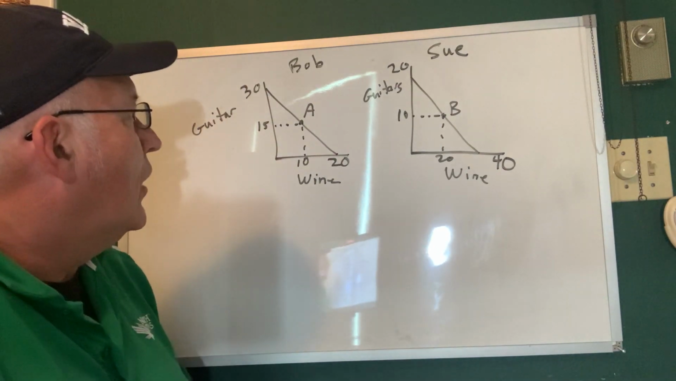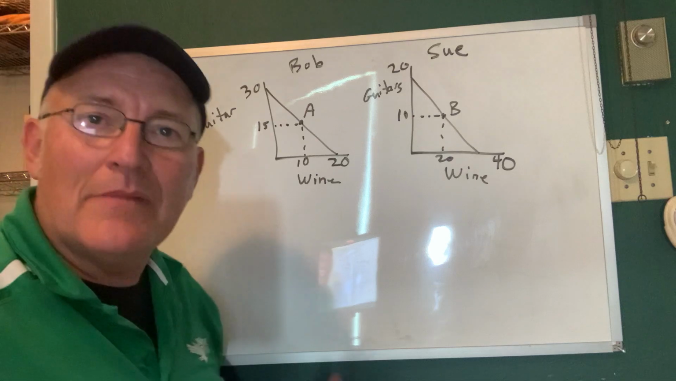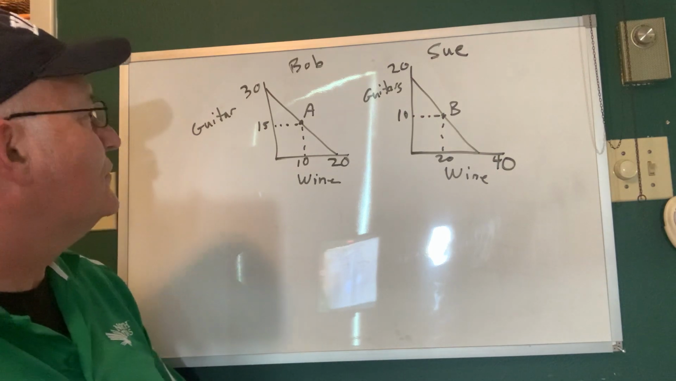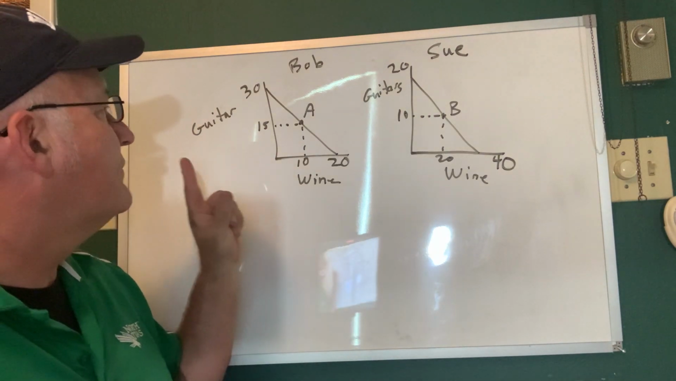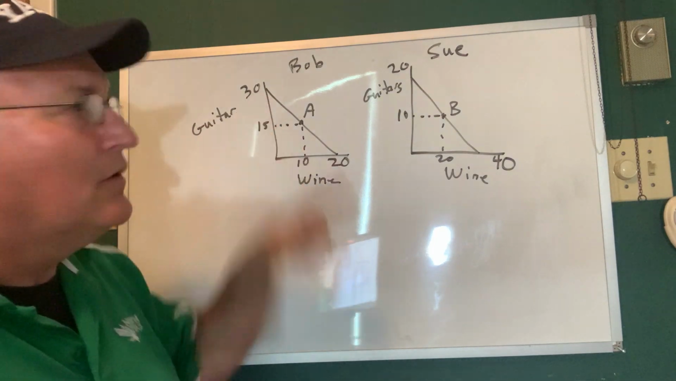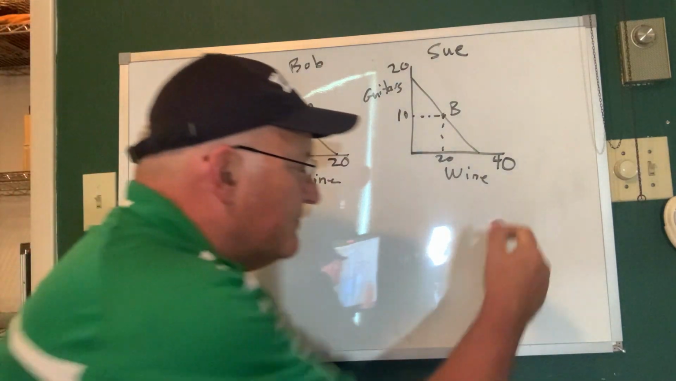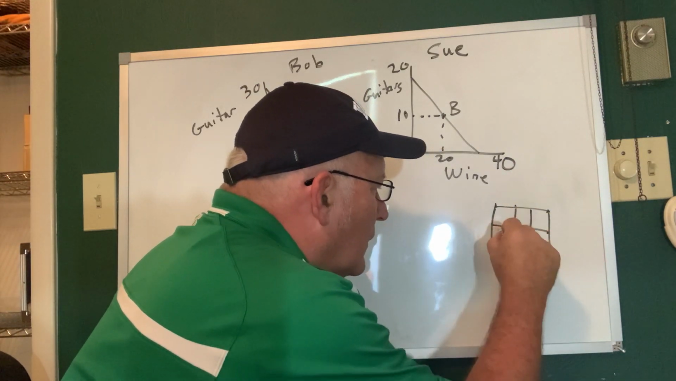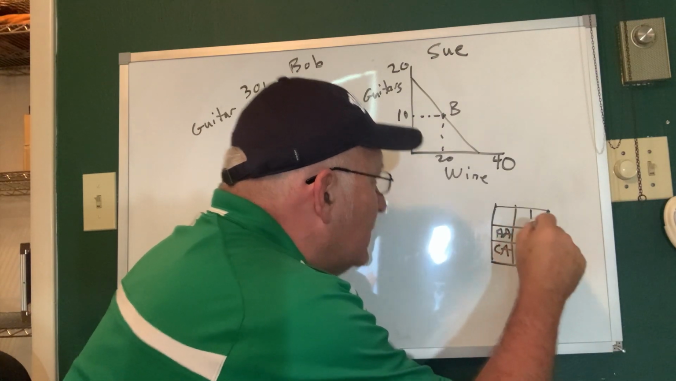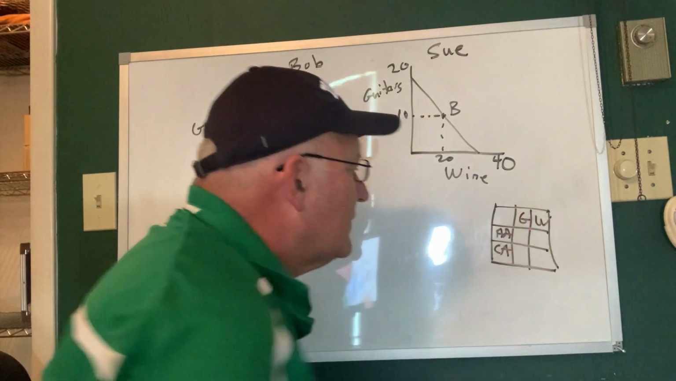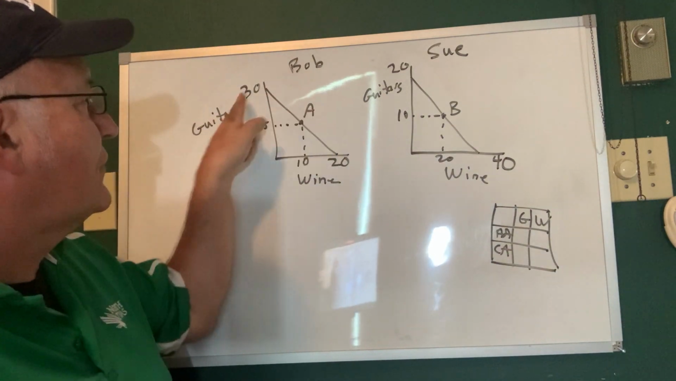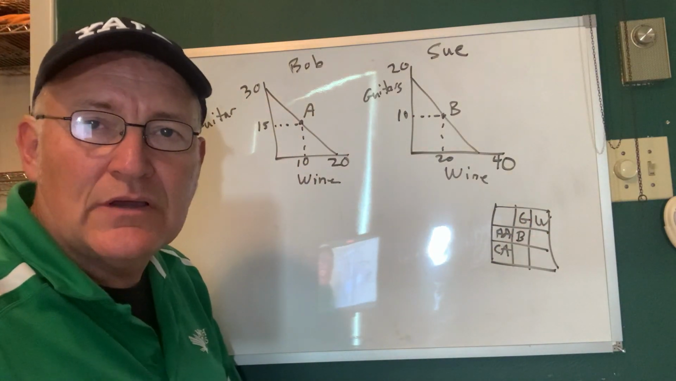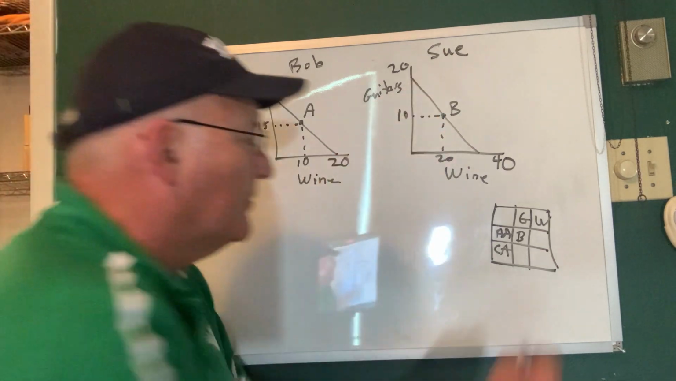Make it Kool-Aid or something like that. Okay, so again, let's talk about absolute advantage. What's absolute advantage? It's who can produce the most. So who has the absolute advantage in the production of guitars? Well, it would be Bob, because, and here's the matrix, just like we always have, we have guitars and wine. Who has the absolute advantage in production of guitars? 30 is bigger than 20, so it's going to be Bob. And then who has the absolute advantage in the production of wine? It's going to be Sue.